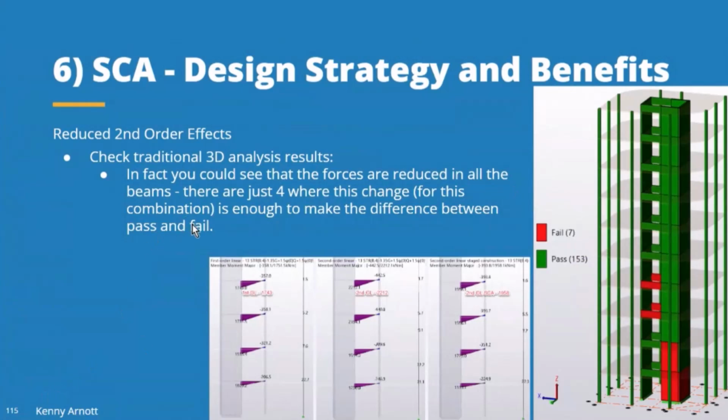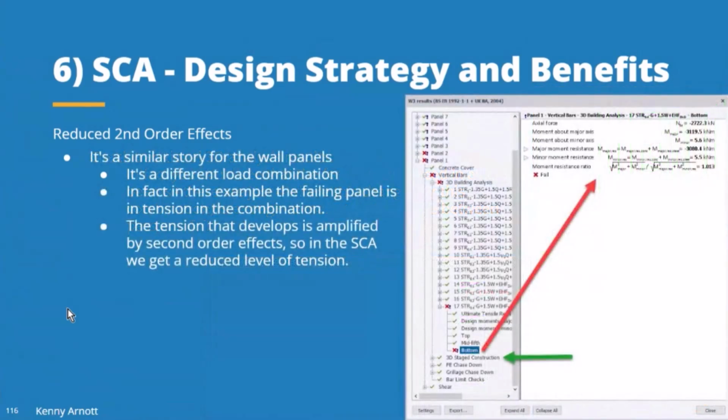And in fact, if you look around the model or looked at those numbers, you can actually see that the forces are changing in every single beam. It's just that there are only 4 where the change is significant enough to swap it from a pass to a fail status when you start to consider the 3D analysis results. So there's potential everywhere, and it's just a matter of where you cross the line. I'll come on to that in a second.